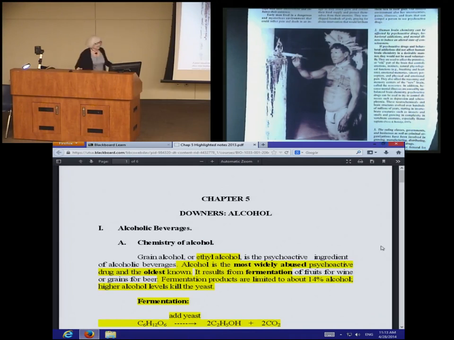So no surprise, this is just a traditional South American shaman. He's getting ready to perform a ceremony using the psychoactive they call ayahuasca. It does contain some DMT and a few other things.